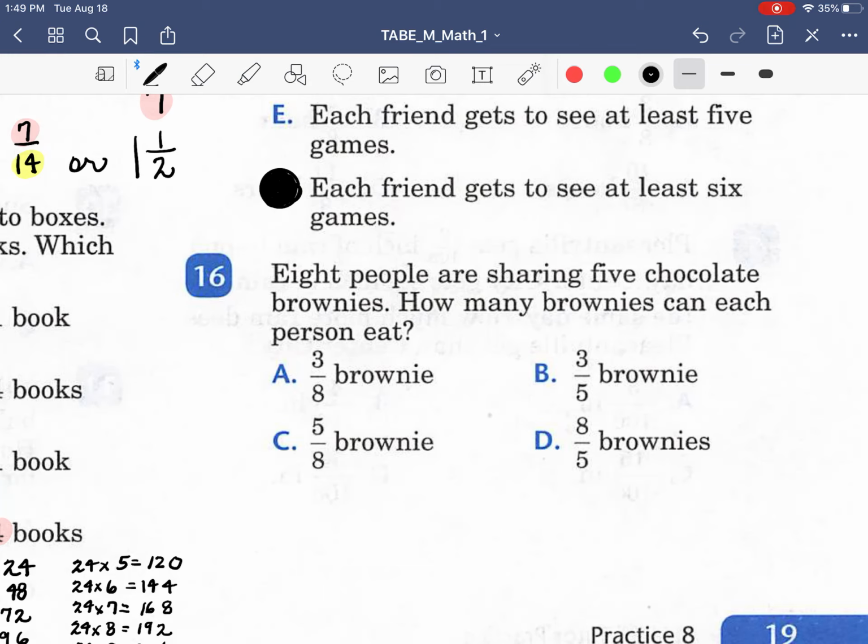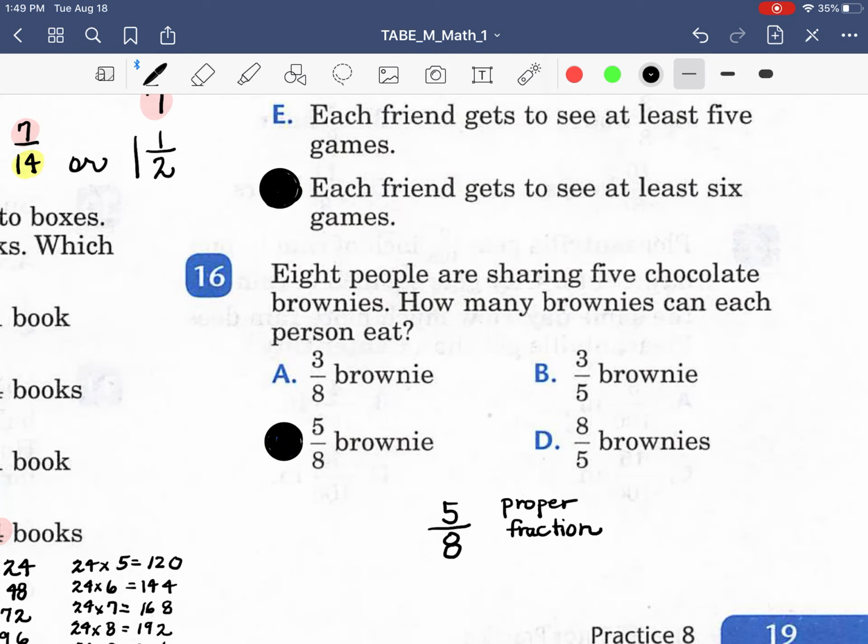Okay, last but not least, we have 8 people sharing 5 chocolate brownies. How many brownies can each person eat? Well, if I have 5 brownies and I'm splitting them 8 ways, that's a proper fraction. So we don't need to divide it. It doesn't reduce. There's nothing that would divide into 5 and 8 evenly. So the answer is C.